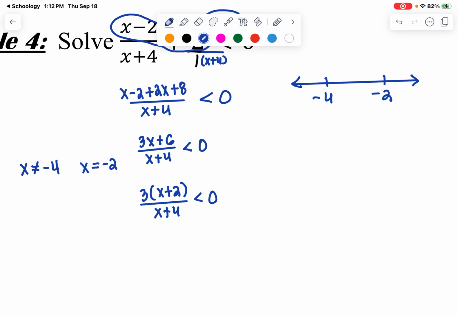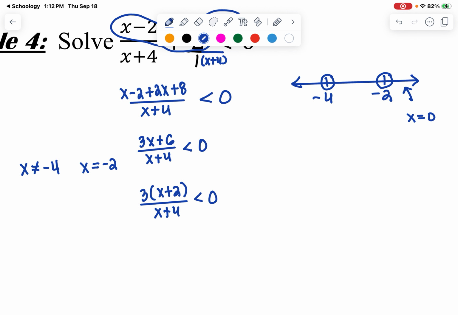All right, so -4 is a restriction, so that is not included in my solution set no matter what. And then looking at your inequality symbol, I just want values less than 0. I don't want to include my zeros. So I'm not including -2 either. All right, pick a point to test. I'm going to do x equals 0, which lands right here. So I'm going to get this sign.